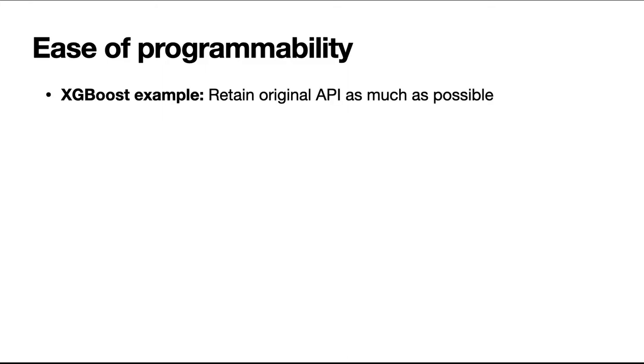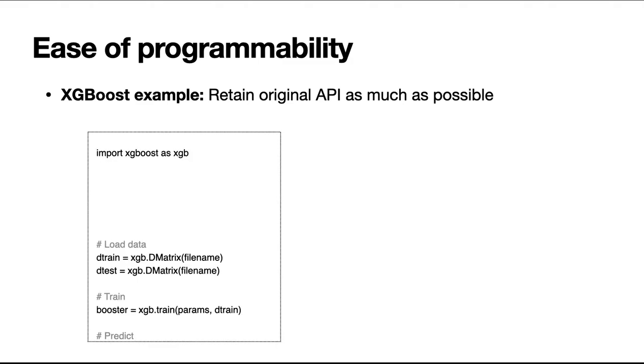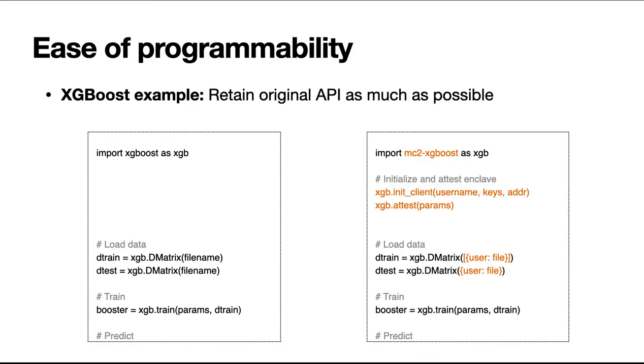Moreover, we wanted to make it as easy as possible for the end user to write secure programs. As a result, we've designed the MC squared API to be as similar to the non-secure equivalent as possible. Here's an example from our secure XGBoost module. This is an example of code from the original XGBoost library that operates insecurely. To train a model securely on encrypted data, a user need only modify a few lines of code.